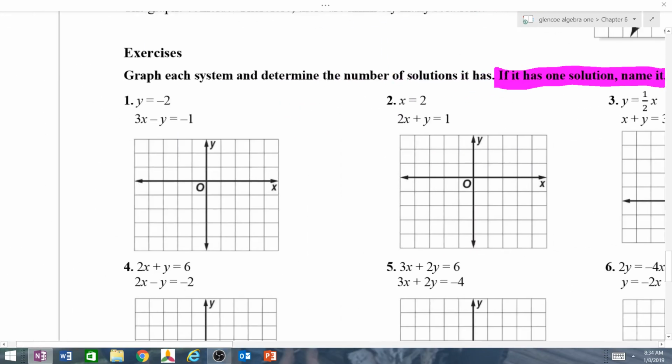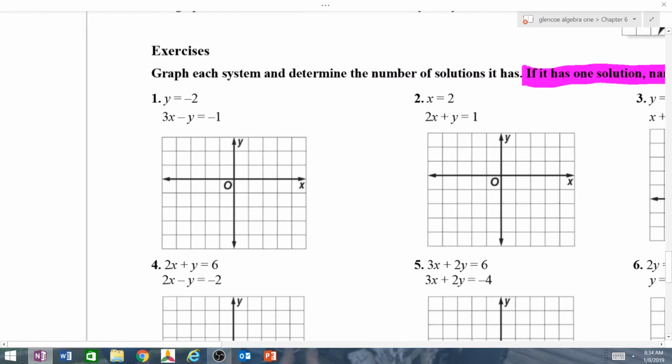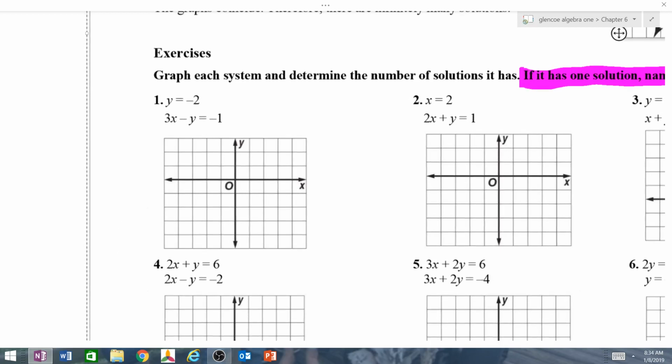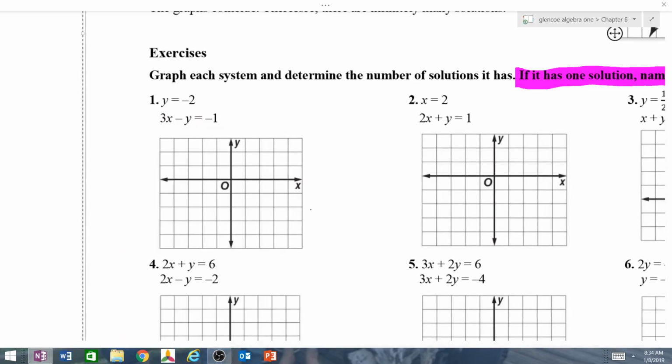So here we go. The first equation is y equals -2. Y equals -2 is what kind of a line? If you know, raise your hand. What kind of a line is it? Thank you, Kaylin. The horizontal line. So I'm going to graph y equals -2 right here. And I have rulers for you guys. Okay? So that's y equals -2.